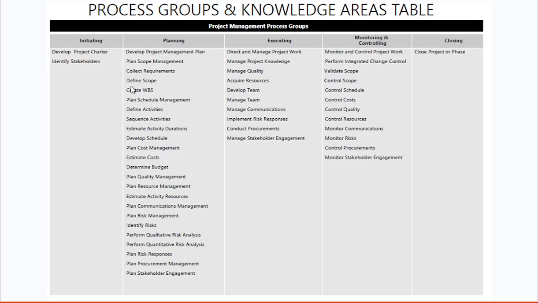Now move to the key process here on the planning phase after we have understood what exactly collecting requirements. We have gone through the key inputs, techniques, tools, and the outputs. Also, we have seen that in practice. Now let's move to define scope as one of the key processes of the planning process group.